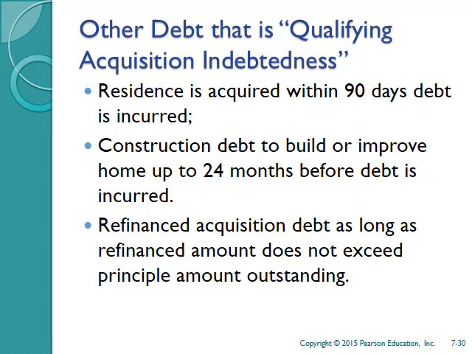So these are other caveats or exceptions that would allow different situations for the mortgage to be considered acquisition indebtedness. If you acquire the residence within 90 days of the debt, so you secure the loan first, then you go out and buy the house. Or for a construction loan, you have a 2-year period to build or improve the home. Refinanced acquisition: you can refinance your mortgage, but the principal amount cannot go up when you refinance for it to be considered still part of that acquisition.